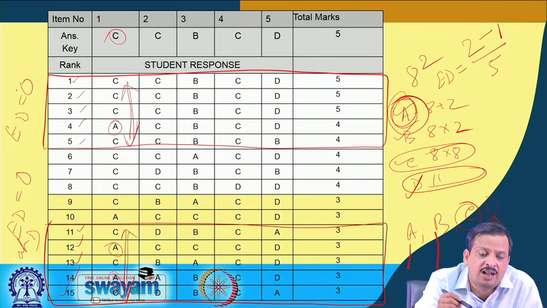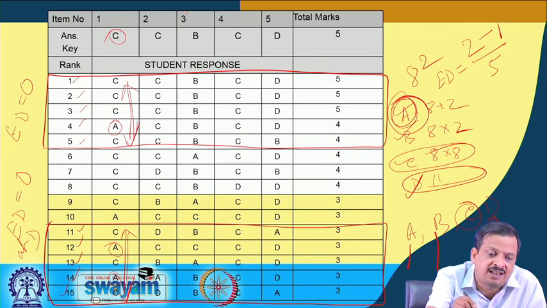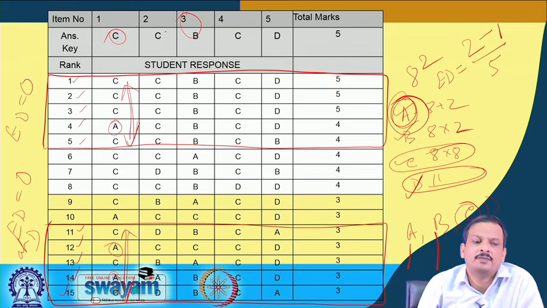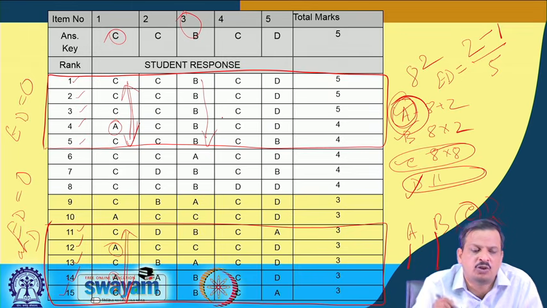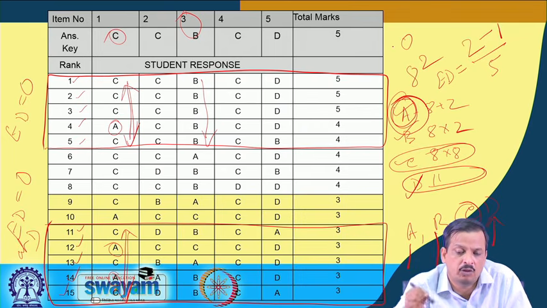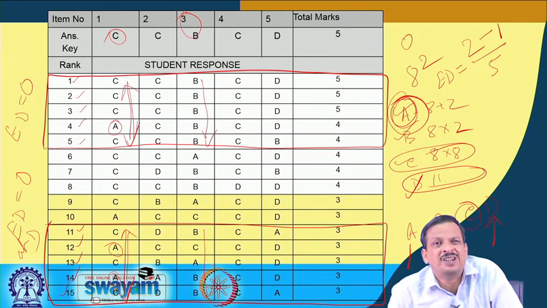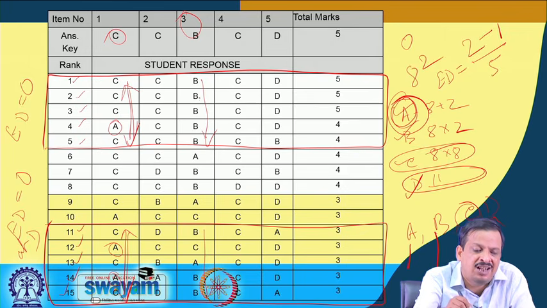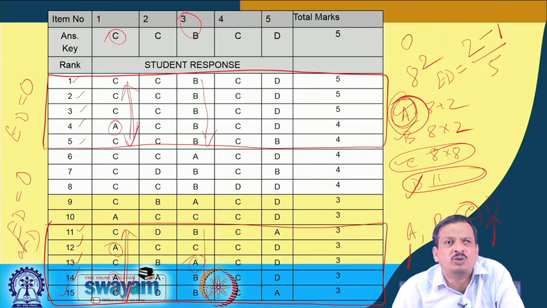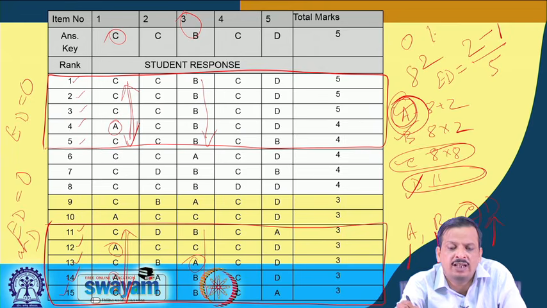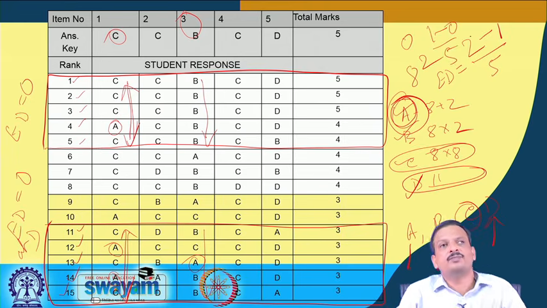Similarly, suppose I want to calculate the distractor capability of option D in test item 3. How many students in the upper group chose D? Nobody, 0. How many students in the lower group chose D? Nobody, 0. So, ED is 0. If I ask for the distraction capability of A, 1 student chose A in the lower group, nobody chose A in the upper group. So, 1 minus 0 by 5, 1 by 5.